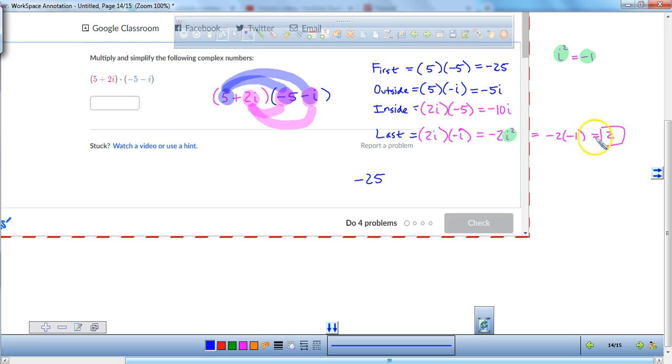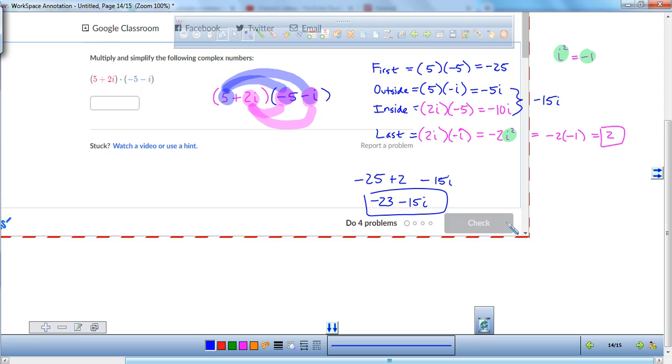Negative 2i squared became a 2, so I know I can now add that 2 to it. And then here, these are like terms. Negative 5i and negative 10i become a negative 15i. So when I combine these together, I get negative 15i. And negative 25 plus 2 is negative 23 minus 15i. And that's what I'm going to be typing into Khan Academy.